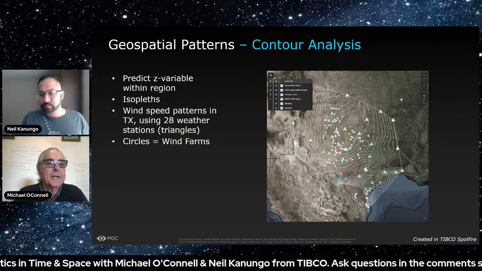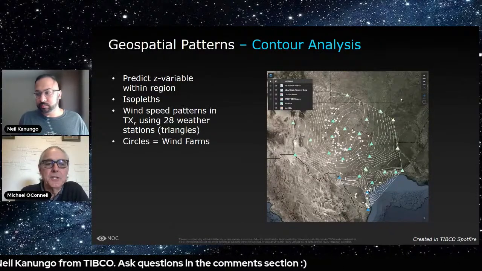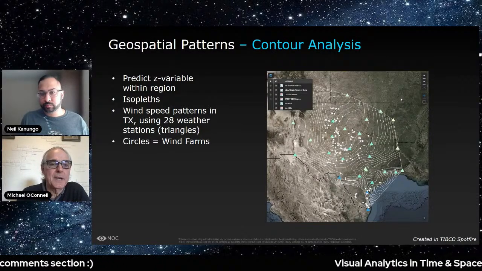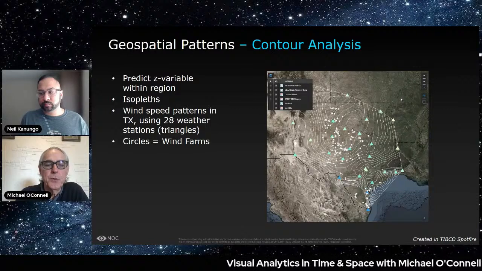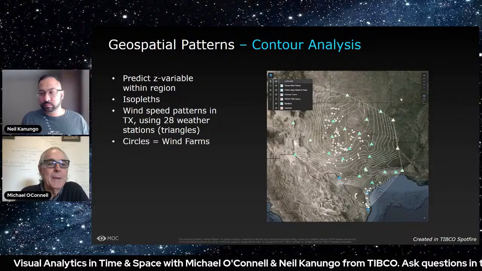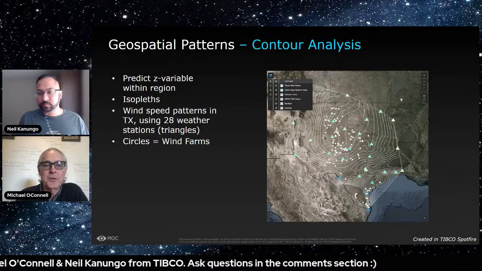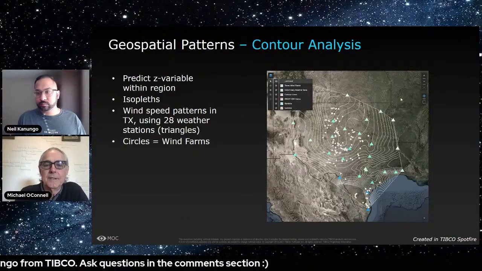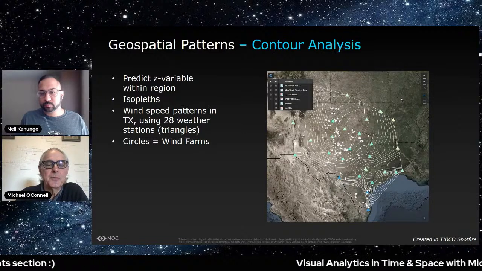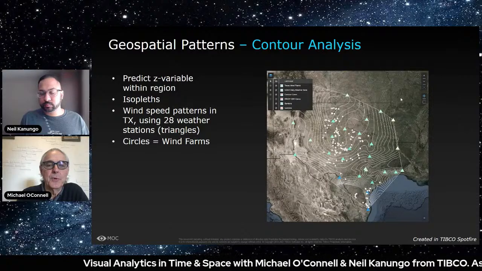This is an example from a hackathon where you're looking at wind speed patterns in Texas. Those triangles are weather stations, I think there's 72 of them across the state. And you're trying to predict the wind power generation from wind farms, which are the white circles. You lay down a contour analysis with a certain smoothing value that you can either estimate from the data or put a flexible slider onto. With that contour map, we're predicting a Z variable within a region, and that Z variable is the wind speed at those weather stations.